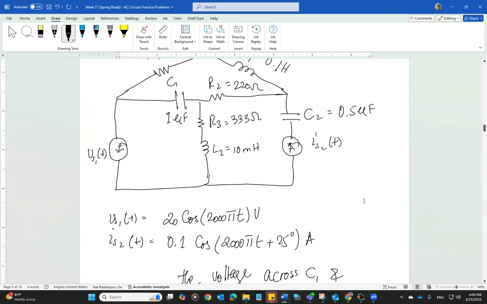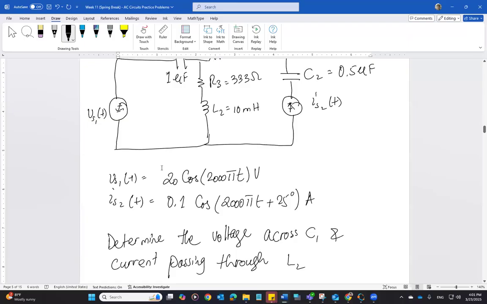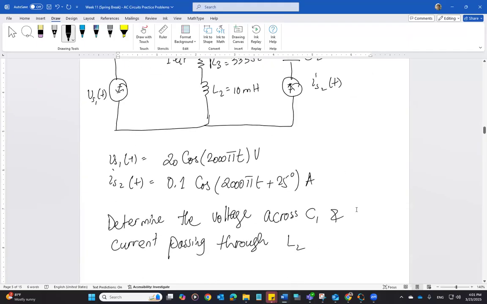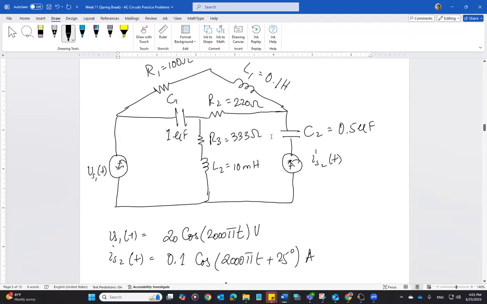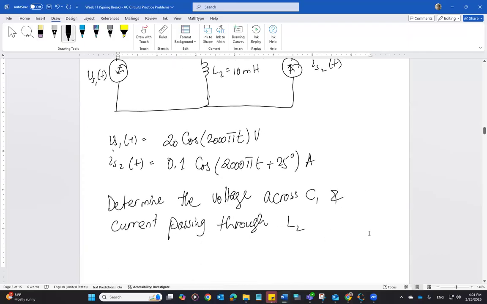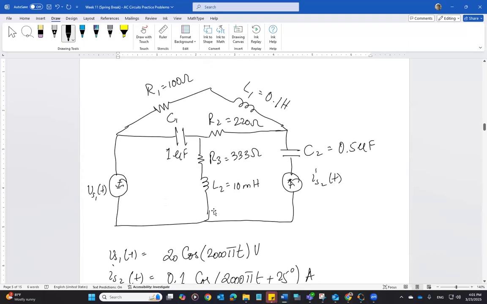Now let's look at problem number 3. What does it say? Okay, so two sources are given to us, VS1 and IS2. One voltage source, one current source. Both have the same frequencies. That means the reactance of each inductor or capacitor is going to be the same since the frequency is same. Values of each one of them are given to us, and we have to determine the voltage across C1 and the current passing through L2.